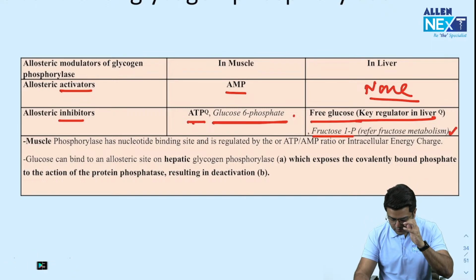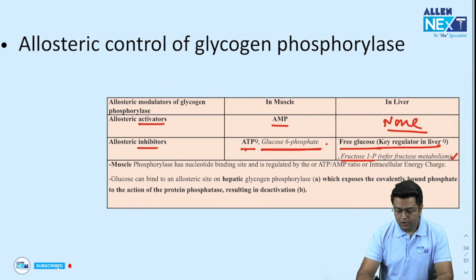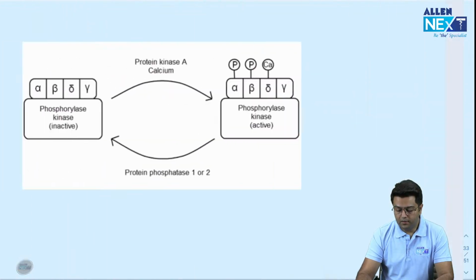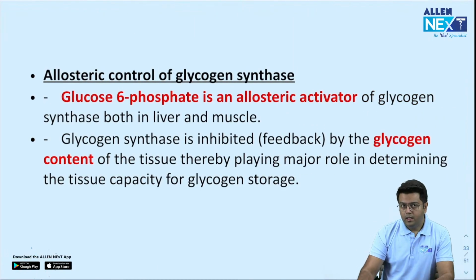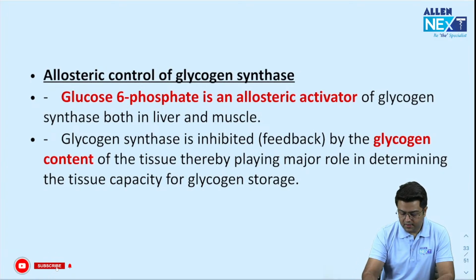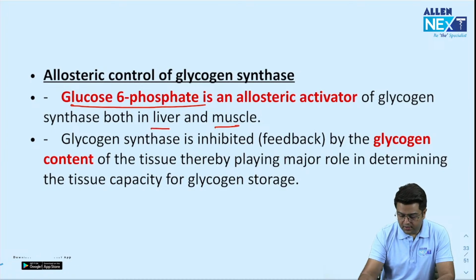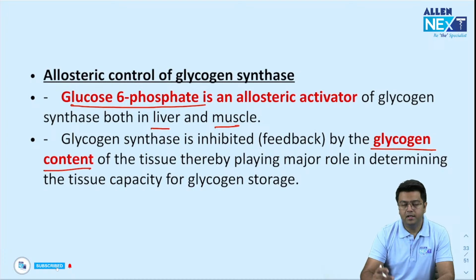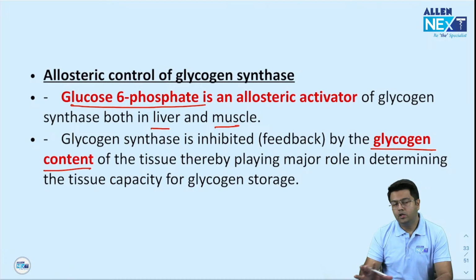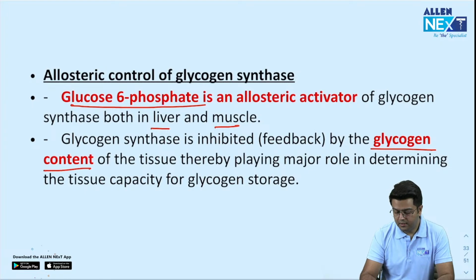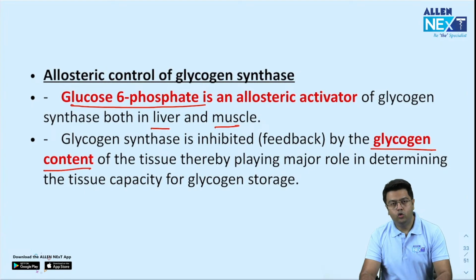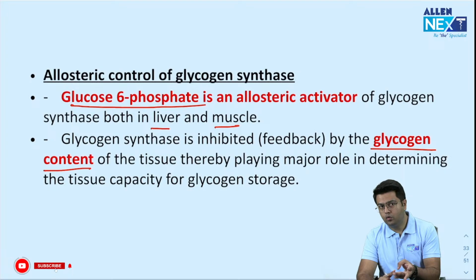Is it clear? Fine. So that is the allosteric control of glycogen phosphorylase. Now, allosteric control of glycogen synthase. Glycogen synthase is activated by glucose 6-phosphate. That is the most important allosteric activator, in both the liver and muscles. And glycogen synthase is inhibited by glycogen concentration. So I told you the allosteric mechanism first, right? In our MCQ we had two options, ATP and glucose 6-phosphate.